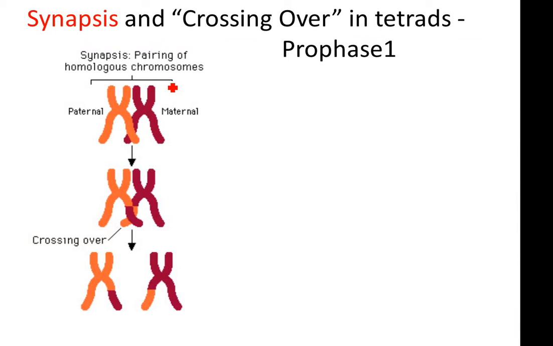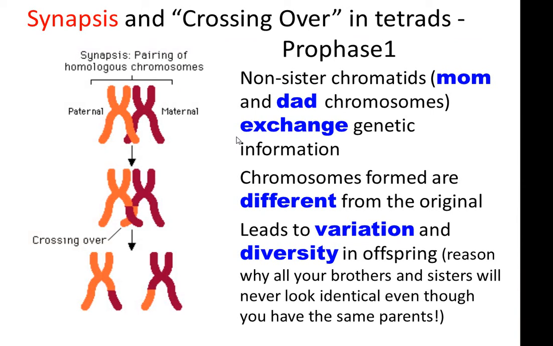Remember, they pair up so they can properly separate. So you see sister chromatids, but one's from the mother, one's from the father. Non-sister chromatids means exactly that. They're not from the same source. One's from the mother, one's from the father. But they will exchange pieces.